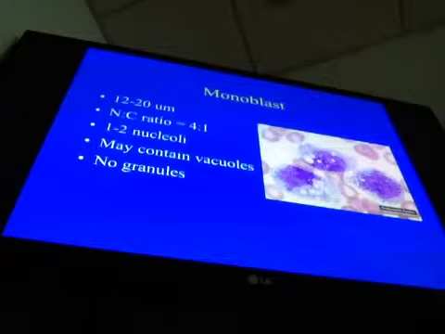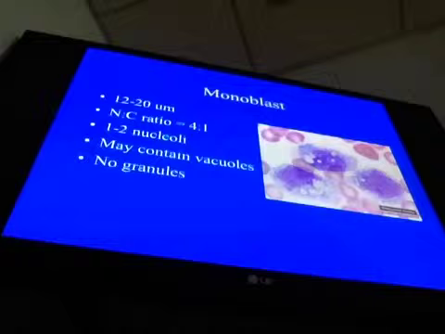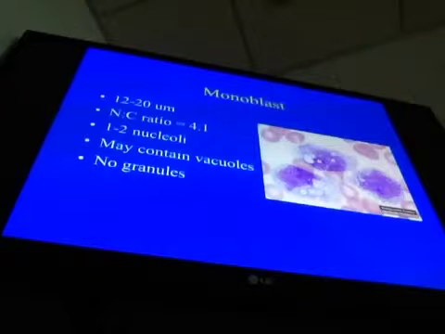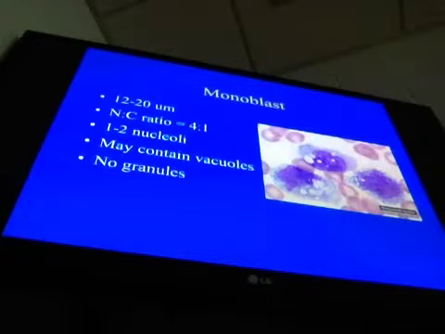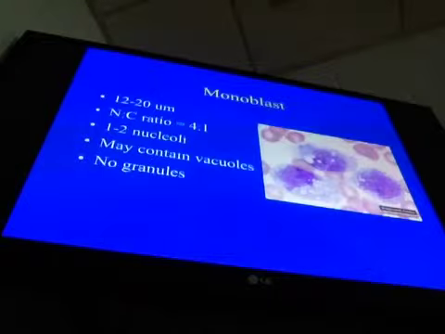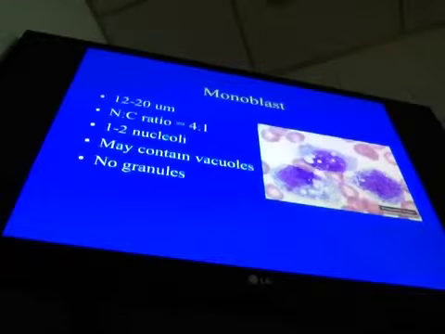So both of these cells, again, now we're switching back a little bit. We're going to compare the similarities to the production of both these lines, monoblast and lymphoblast. The monoblast is an extremely large cell. You'll notice in these pictures that the nuclear to cytoplasmic ratio is about 4:1, meaning there's a lot of purple nucleus there. We typically see 1 to 2 nucleoli. You may see vacuoles in the blast. The key here, though, is that there are no granules produced in a monoblast.